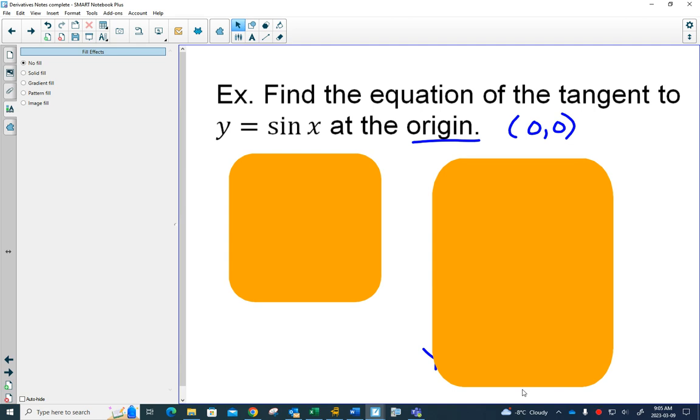So now we get back to a question we've done before, which says find the equation of the tangent. So the tangent is a straight line. We'll have to use y equals mx plus b. And in order to find that equation, we need two things. We need the slope, and we need a point. The point is already given to us at the origin. We need to find the slope.